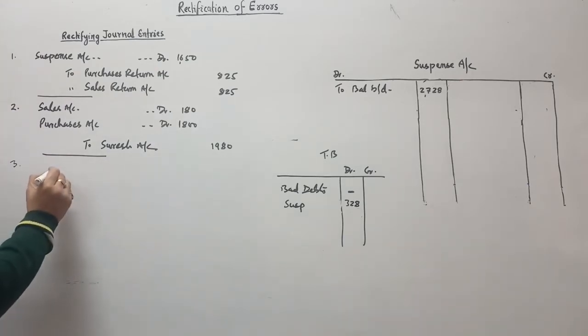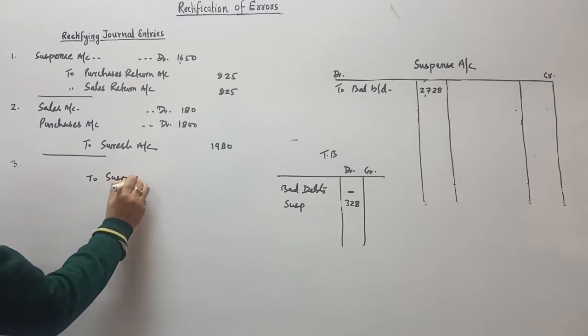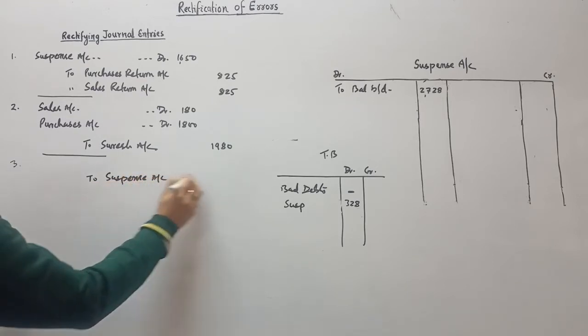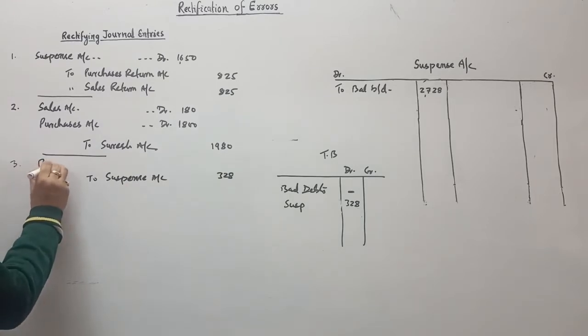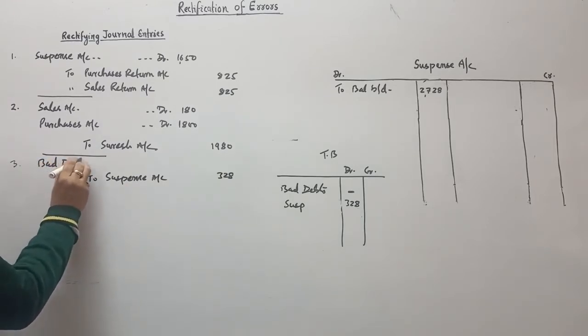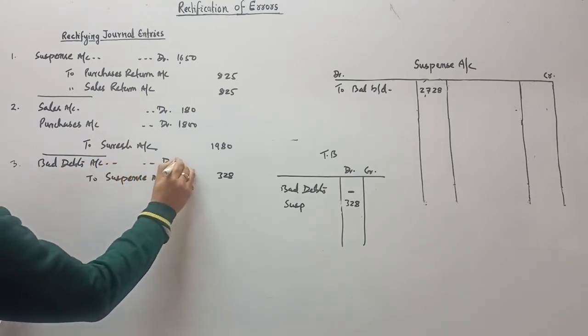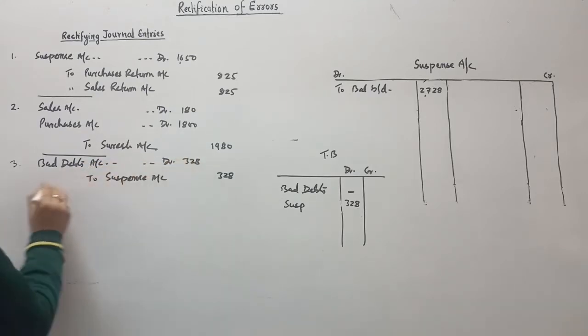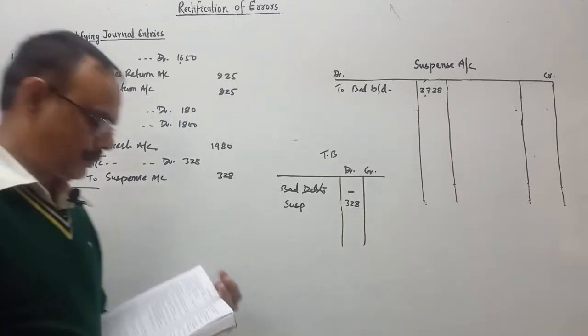So suspense will be cancelled. Suspense account credit: first of all we have to cancel the suspense account 328, and we have to debit the bad debts account. The bad debts account will be debited by us, 328. Okay, 328. Now coming to the next, fourth.